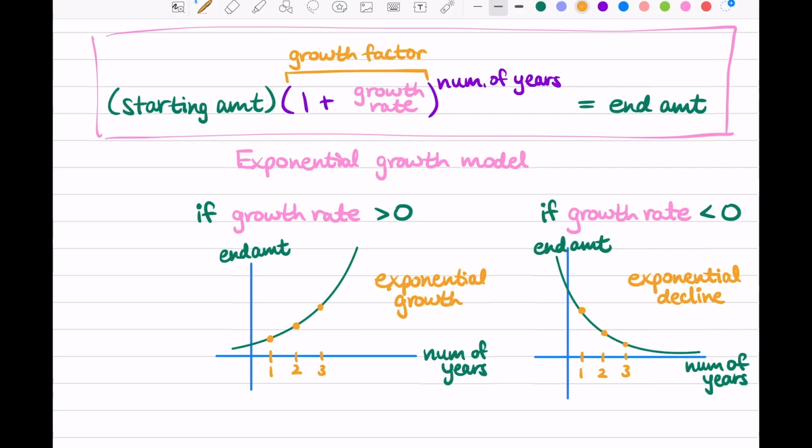This exponential growth model shows up quite a bit in the real world. We can use it to model the growth of a population. We can use it to model the growth of money in a bank account. We can even use it to model how fast a contagious disease spreads through a population. In that case, our end amount would be the number of people who get infected.